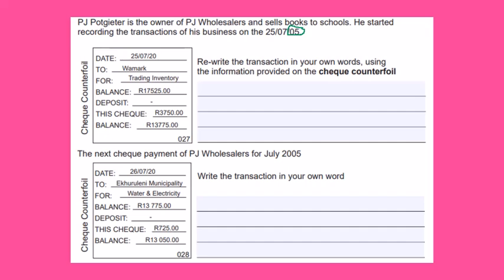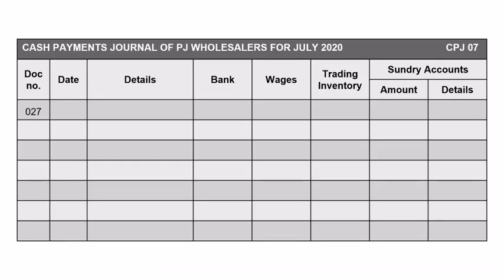Remember, that's what the business has left. So let's record the first one. It's on the 25th. It's to Walmart and it's for trading inventory. And then remember, the amount is where it says this check. So this check was for 3,750. And I hope you've noticed the check number here at the bottom, check number 27. So if we record this in the CPJ, it will be number 27.